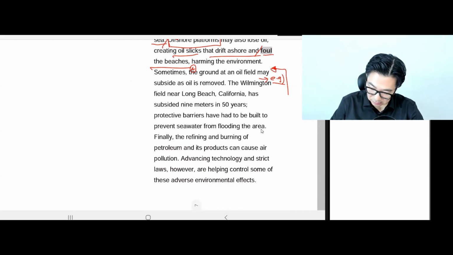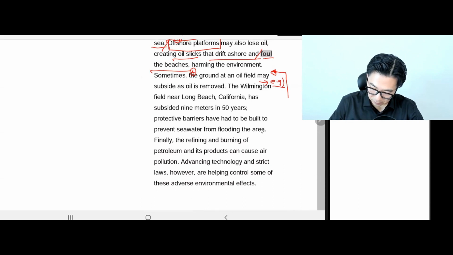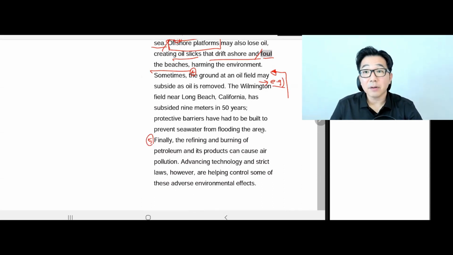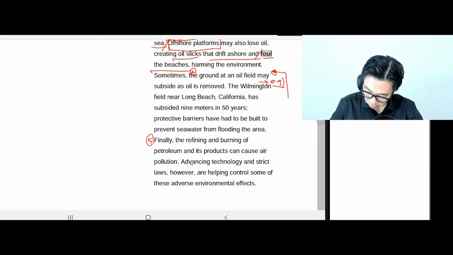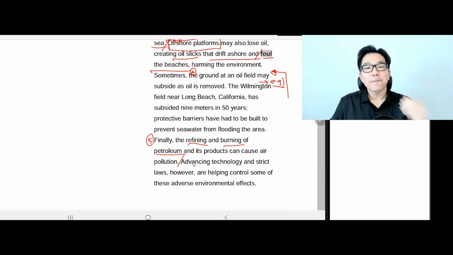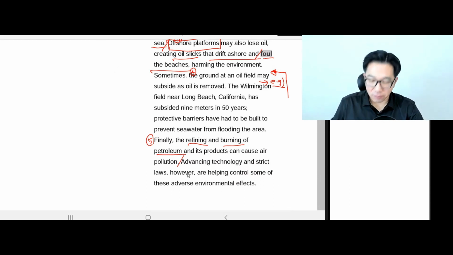Okay. Another example. Fifth. Very extensive paragraph. Finally, the refining and burning of petroleum and its products can cause air pollution. Of course, it does, right? Okay, so when you refine, when you burn petroleum, of course, we all know it pollutes the air. Okay. Advancing technology and strict laws, however, so maybe they can solve it or prevent it, are helping control. Yeah, they cannot prevent it. It happens, and it happened, right?